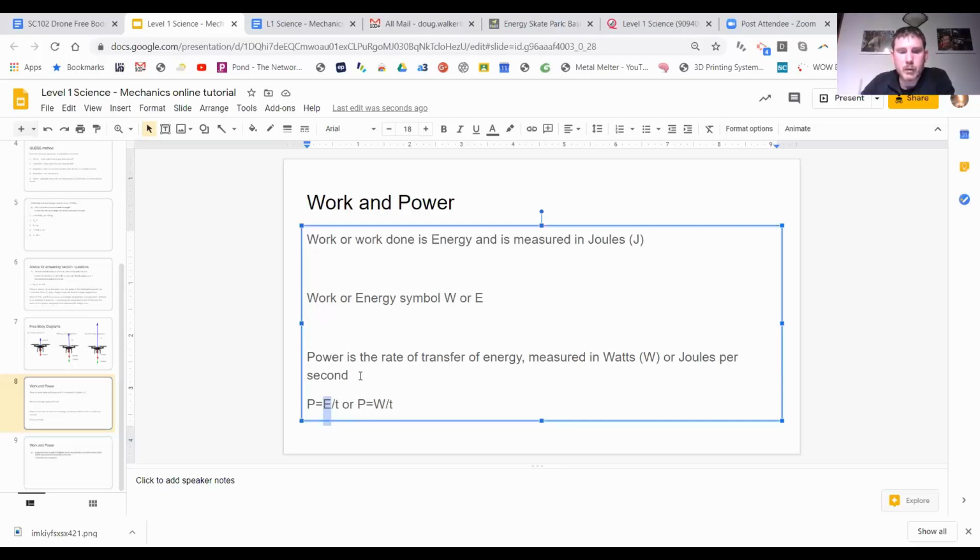So to come back to an example there, a 100 watt light bulb will transfer 100 joules of electrical energy every second.